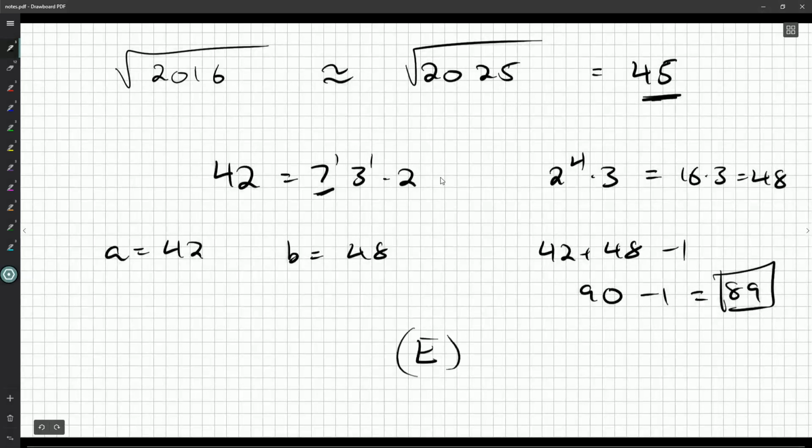Okay, so there we go. E is our answer, and that wraps up the whole 2016 Grade 7 Gauss. It's been a nice little paper for the most part.